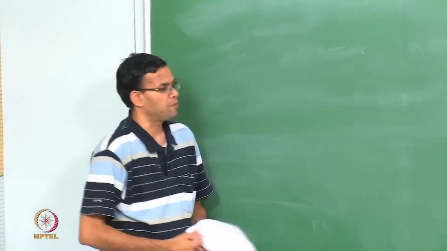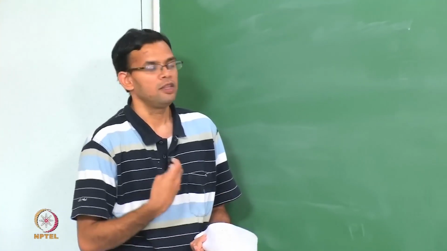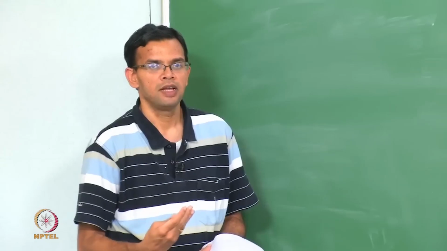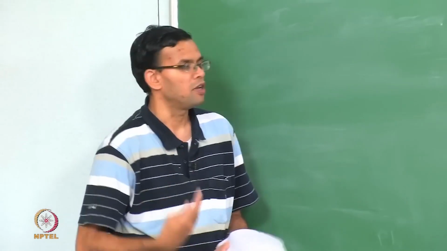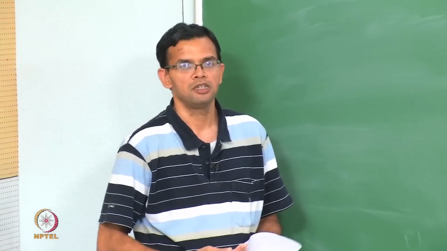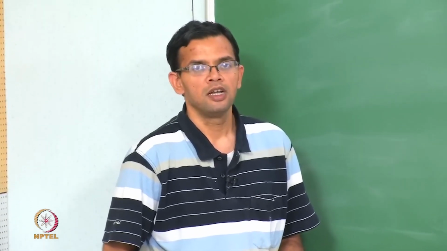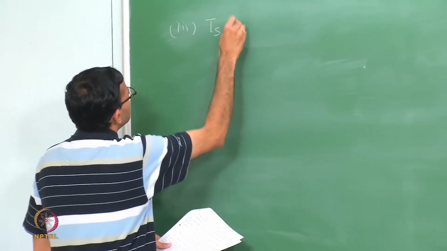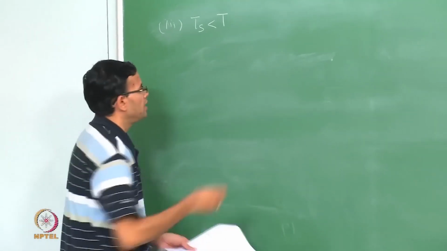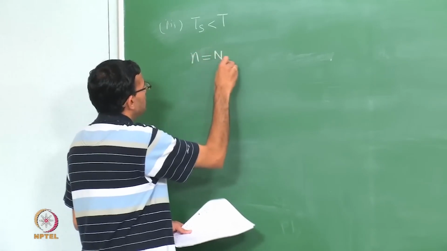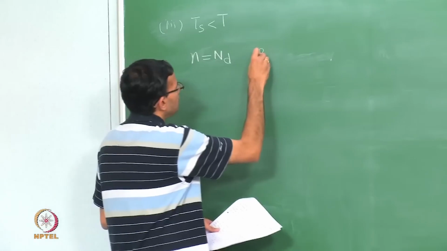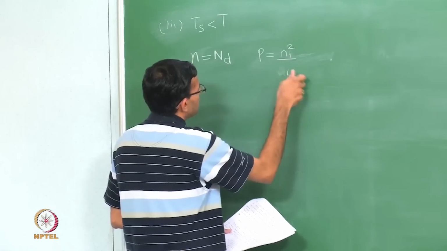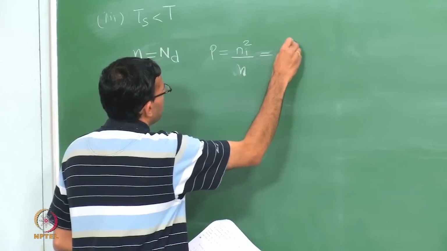So, we started at low temperature, where we said that we will ignore all the electrons coming from the valence band. We found out that as we started going above 0 Kelvin, electrons are going to get ionized from the donor levels till we reach a saturation temperature when almost all the donors are ionized. So, above the saturation temperature, all the donor atoms are ionized, so that N is nothing but Nd, and P would be Ni square over N, which is nothing but Ni square over Nd.